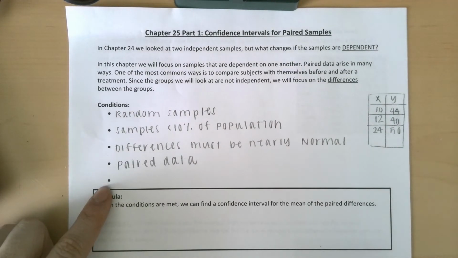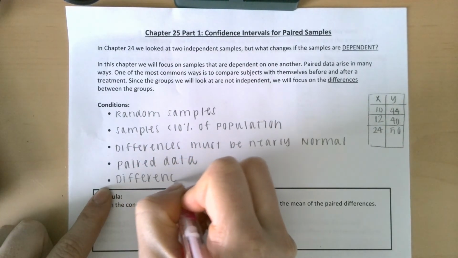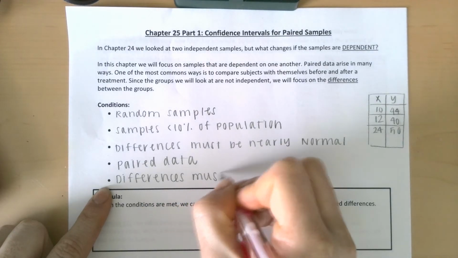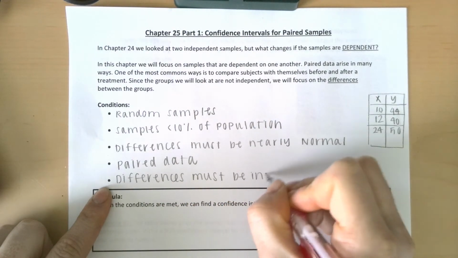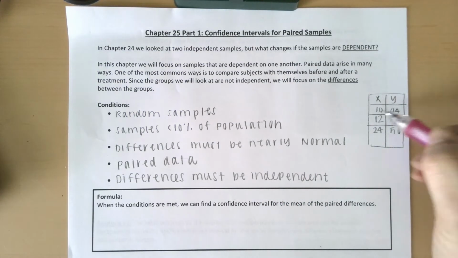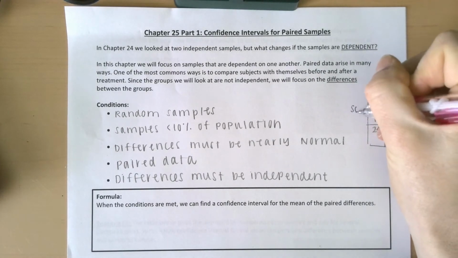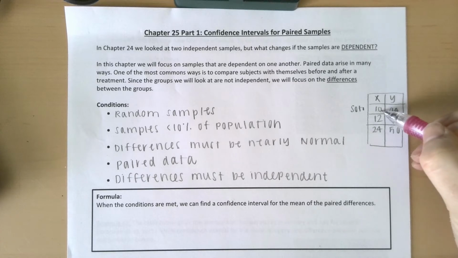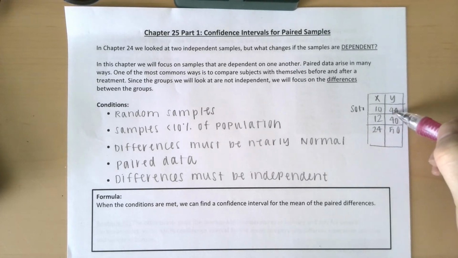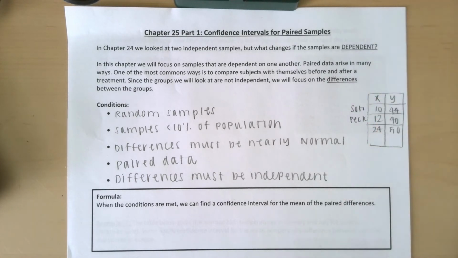Our last condition here is that the differences must be independent. So as I look at my table again here, going from X to Y, let's just say that this was data for Soto. This is how many hours I worked during a week when I was in high school versus college. And then down here we have Miss Peck. She worked 12 hours when she was in high school per week, 40 hours when she was in college.